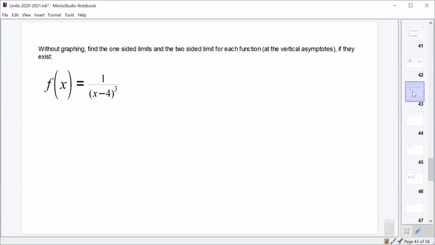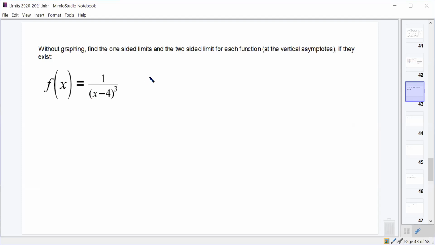So let's move on and see if we can find the value of some of these limits at the asymptotes without actually looking at the graphs. That's kind of the whole point of this. We'd like to know how the function behaves if we don't actually know exactly what the graph looks like. So where's the vertical asymptote of f of x equals 1 over x minus 4 to the 3rd power? 4. Right, exactly. It's at x equals 4.